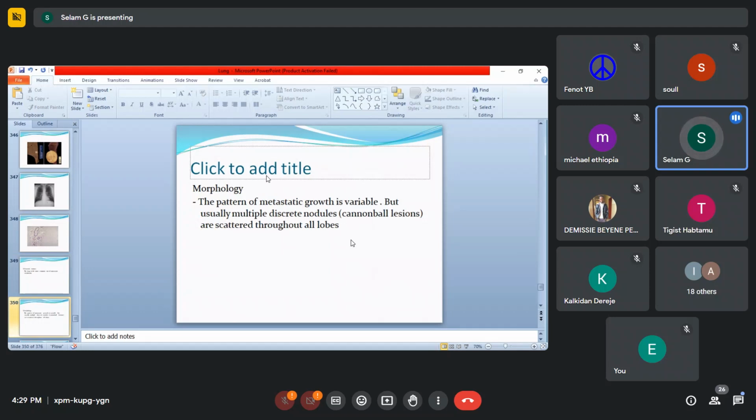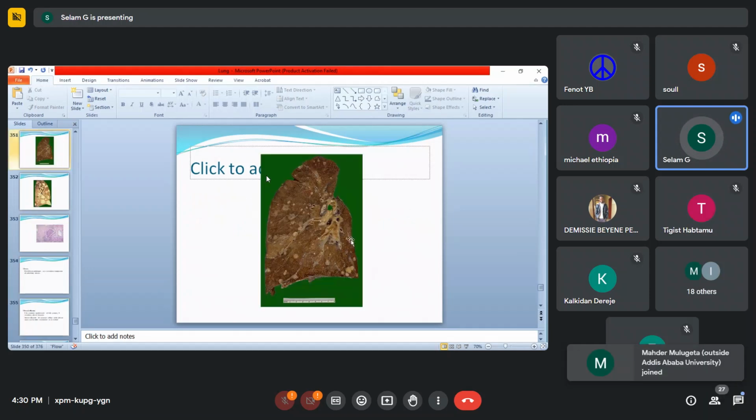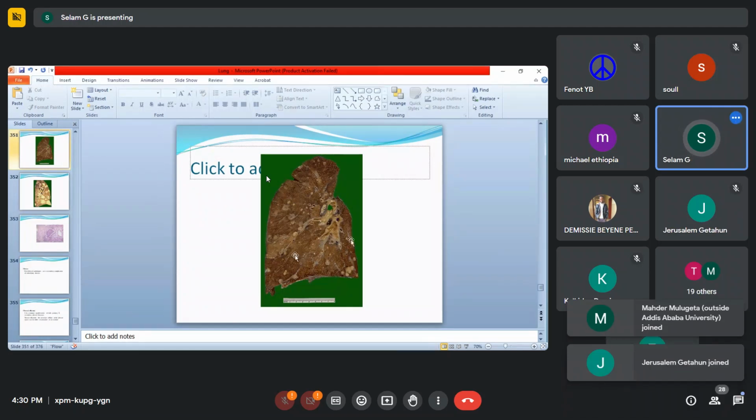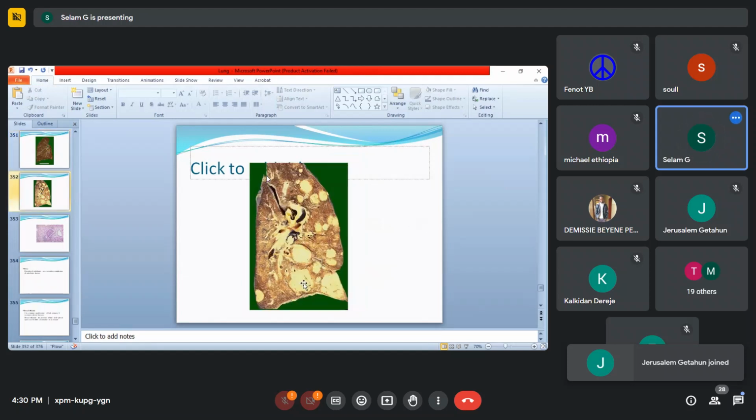Morphology, the pattern of metastatic growth is variable, but usually multiple discrete nodules, like cannonball lesions, are scattered throughout all lobes. Because the dissemination is hematogenous, you may find it at more than one site. So you may find showers of involvement and multiple sites of involvement by malignancy. So you can see depositions at various different levels. We call this cannonball-like appearance. You see deposition of multiple malignancies in a single lung.